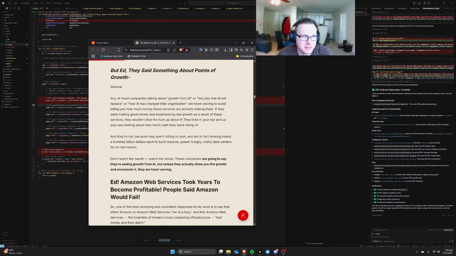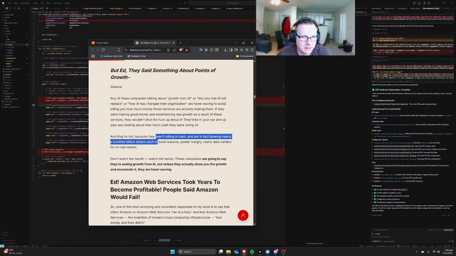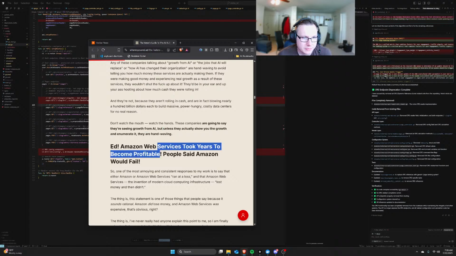But Ed said something about the point of growth, the growth from AI, blah blah blah. They'd be in your ear hole. They're not rolling in cash, and the fact that they're blowing nearly $100 billion to release massive... Watch the hands. He's going to say that they're going to get growth from AI, unless they show you the growth in numerator, hand waving.